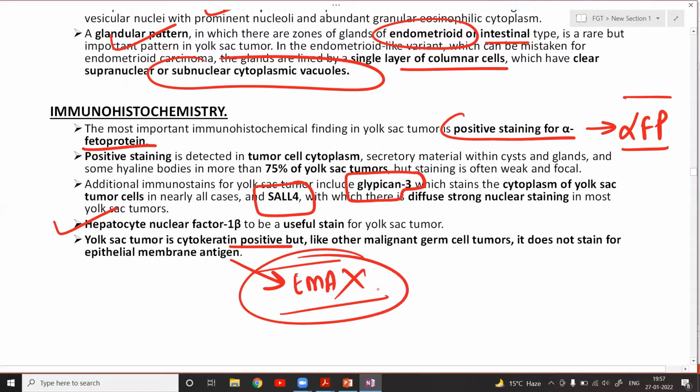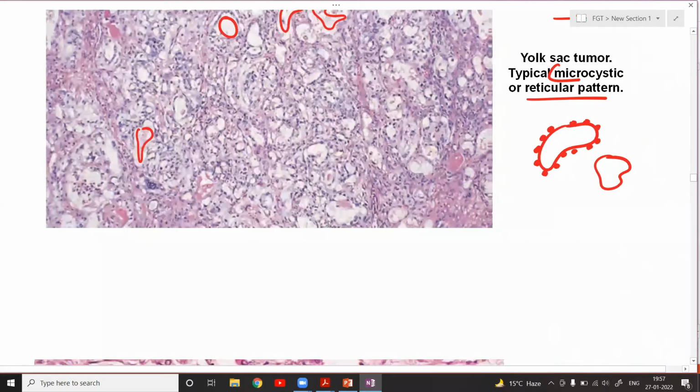As I told you, dysgerminoma is also negative for EMA, just to differentiate from other epithelial tumors of the ovary. Okay, so the IHC features: alpha fetoprotein positive, but you also have to remember glypican-3, SALL4, and hepatocyte nuclear factor 1 beta. Is this clear to everyone? Any doubts with regard to yolk sac tumor?